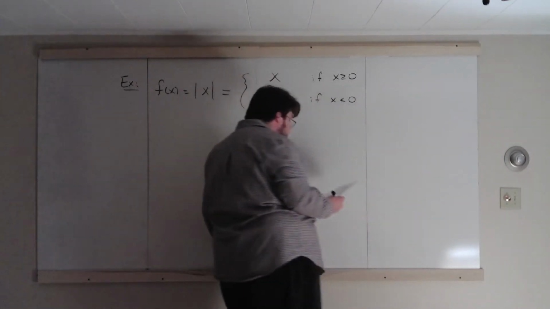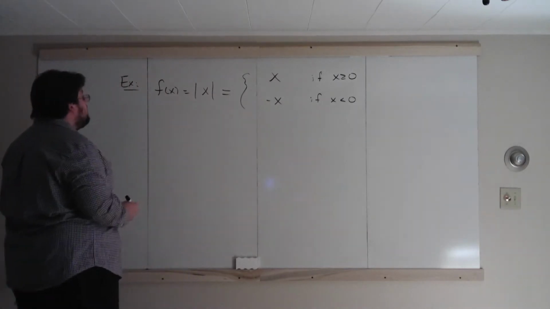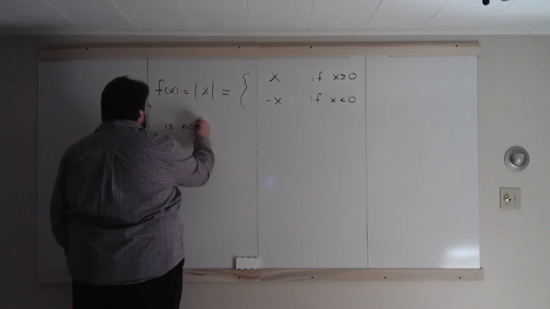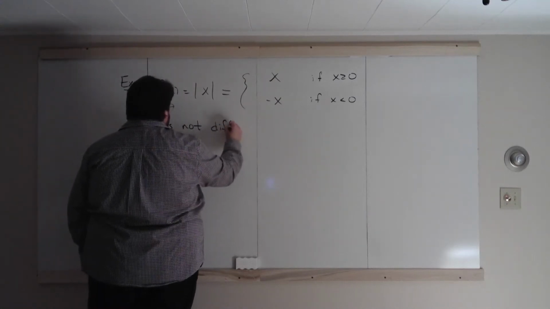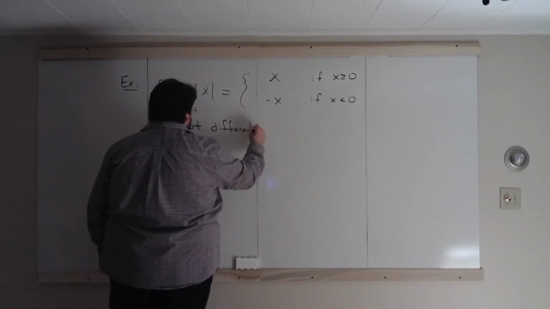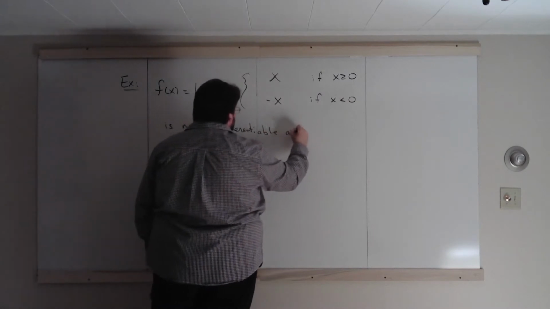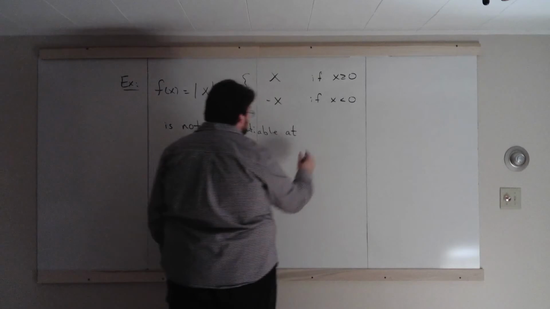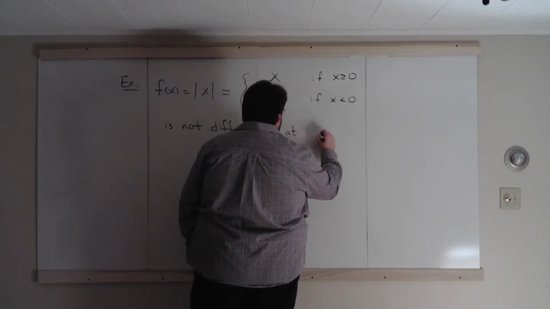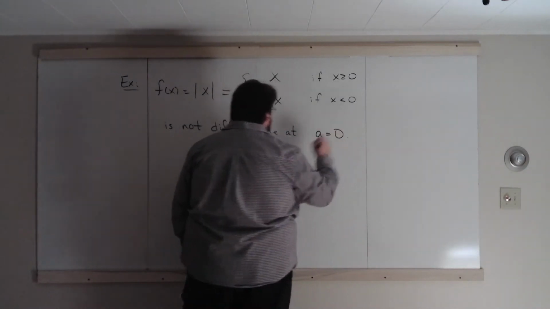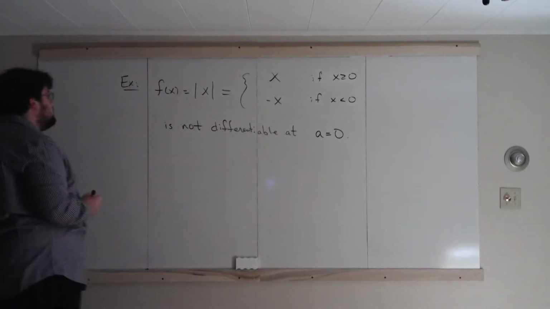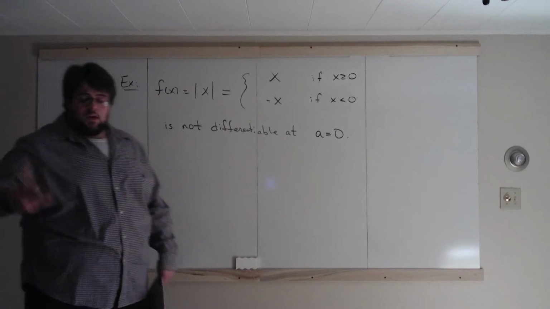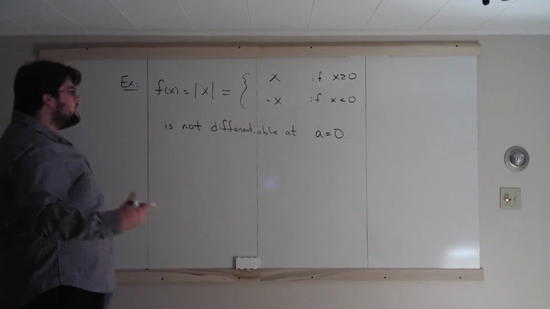So let's do that. Well, let's write that down first. f of x, the absolute value of x, is not differentiable at x equals 0, at a equals 0. Let's say at a equals 0, because I used a in the definition of differentiable. f of x is not differentiable at a equals 0. Well, to do this, we need to try to find the derivative at 0 using the definition.